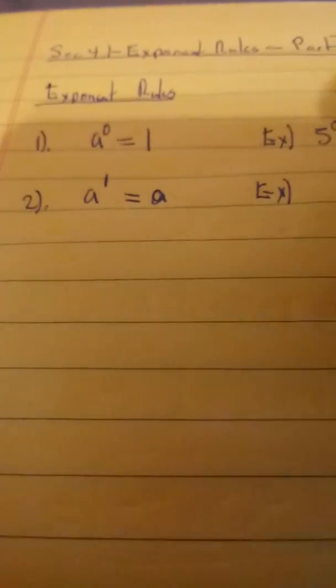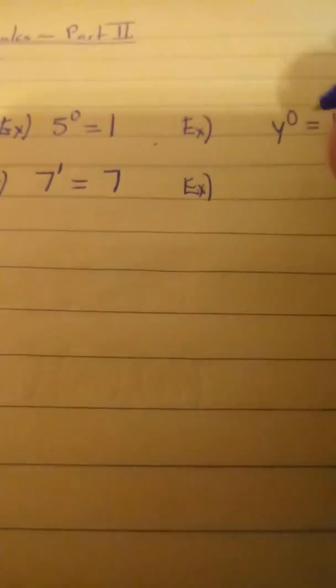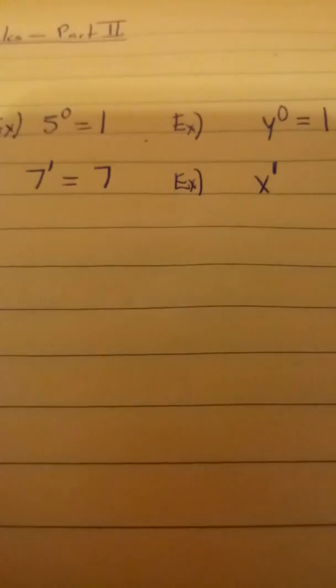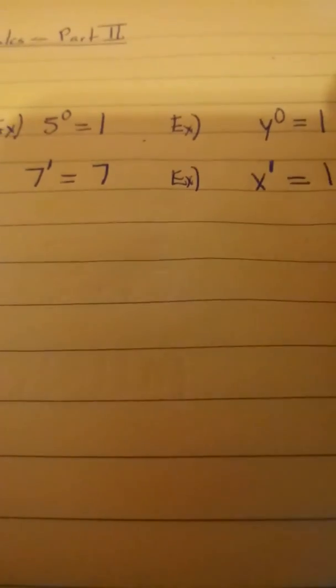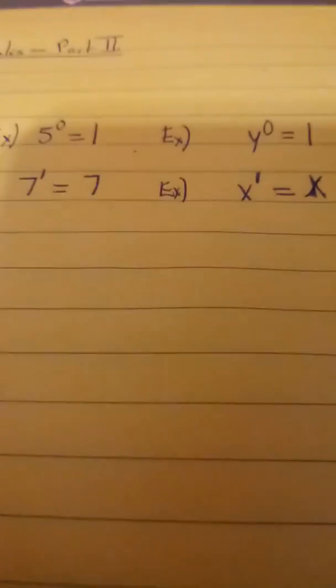So for example, let's say you have something like 7 raised to the first power. Right? 7 raised to the first power will still be equal to 7. Or even if you have a variable, let's say x raised to the first power. So x raised to the first power will be equal to x itself. So once again, these are your 2 basic exponent rules. We're going to be dealing with them quite a bit as we go along.